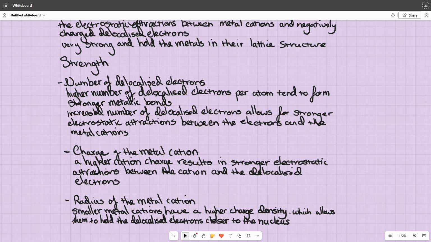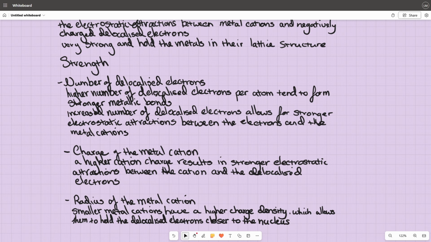The next one is the charge of the metal cation. A higher cation charge results in stronger electrostatic attractions between the cation and the delocalized electrons. So for example, let's take magnesium, because that's a metal, and it forms a 2+ ion. That means it'd be stronger than sodium, Na, which is in group 1, so it forms a 1+ ion.